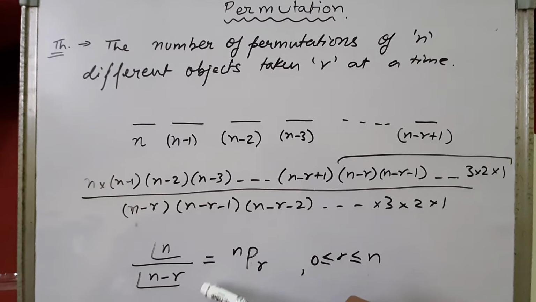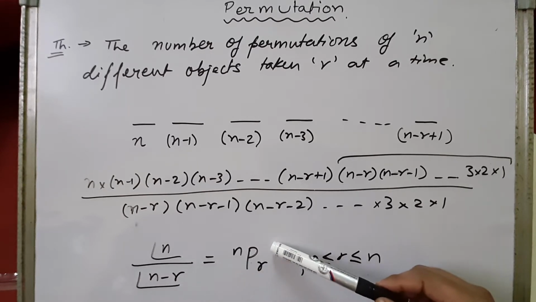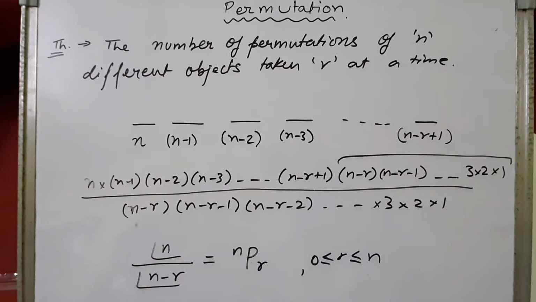This is the product of n minus r natural numbers, so this will be factorial n minus r. Now factorial n upon factorial n minus r can be represented by nPr, where the value of r is greater than or equal to 0 and less than or equal to n.